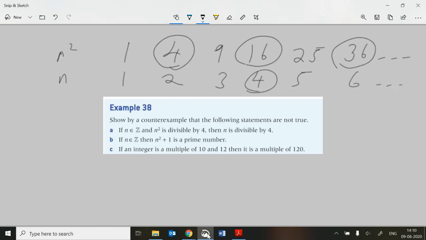So n is divisible by 4 here, but it's not always divisible by 4. It's not divisible by 4 when you choose 2 or when you choose 6. I'm sure there's plenty others afterwards. But you only need one of those examples. So let's say, for example, n is equal to 2 disproves this one, because when n is equal to 2, n squared is equal to 4. So this is an example of a counterexample which doesn't fit this rule. So the rule doesn't always work. Okay, let's look at the next one.